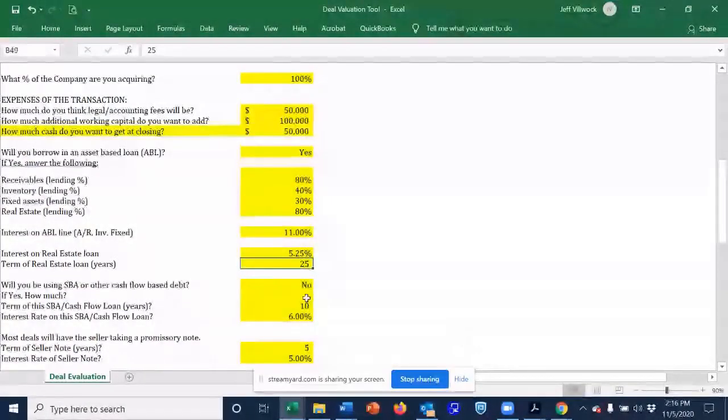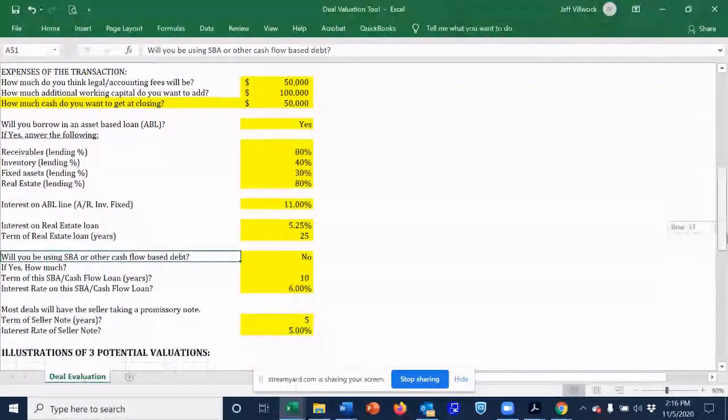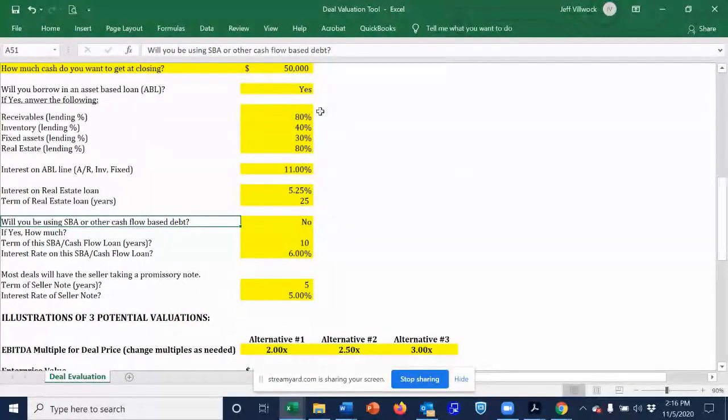Down here, if you were going to do some cash flow lending, so let's say you weren't going to borrow off the assets here. You were going to borrow off of the $250,000 in cash flow. Well, the first thing I would tell you is that it's too small of a deal to be able to do a cash flow loan. So in this case, I'm not going to talk a lot about this. Most smaller businesses, you can't get a cash flow loan, so forget about it. So I'm just going to put in no and jump down here.